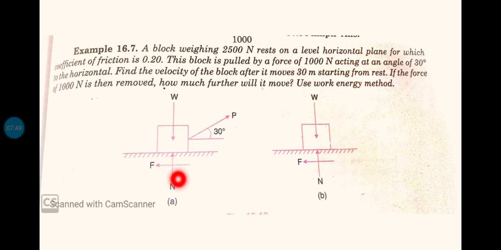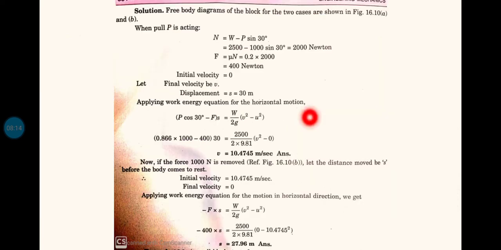So N will be equal to... if you write sigma Fy equal to 0, equilibrium of this state, then you will get W minus P sin 30 minus N equal to 0. W is downward, so I am taking downward as positive. From that you can find out the value of N, that is what is written here. N is equal to W minus P sin 30. So you will get the value of N is equal to 2000 Newton.